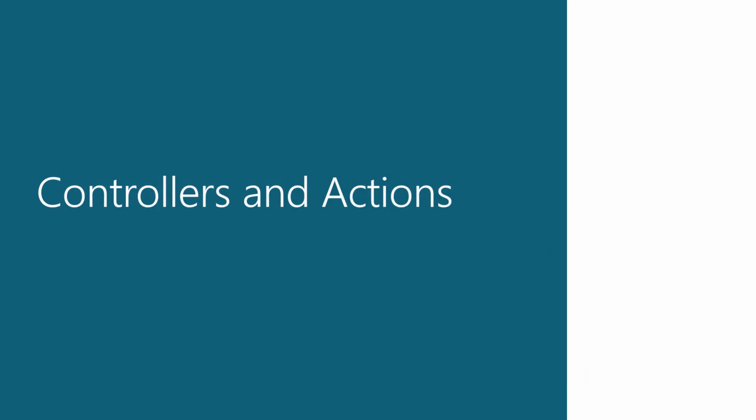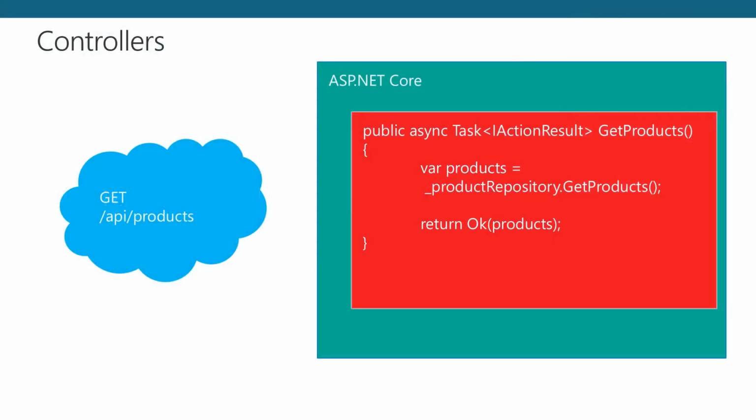In this section, we'll introduce you to the concept of controllers and actions in ASP.NET Core. These are vital concepts for you to understand in your pursuit of building APIs. The concept of controllers and actions have been in ASP.NET since 2007, when ASP.NET MVC was first introduced. If you're new to the concept of controllers and actions, let's begin with a fundamental goal. We want to translate incoming HTTP requests into method calls.